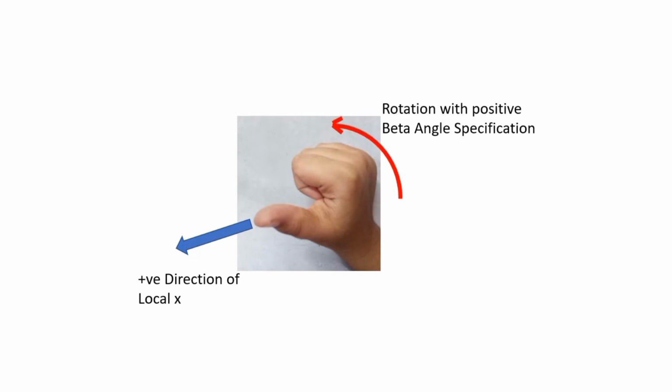The right hand thumb rule again helps us to define the sign convention of the beta angles. So if the thumb is an indication of the positive direction of the local x-axis, the direction of the curl of the fingers would indicate the positive rotation of the beta angle, and the opposite would thus indicate the negative rotation of the beta angle. In our case, the local axis system is coming out of the page towards us. So we would need to give it a rotation of plus 90 degrees to get the required configuration as shown on the screen.